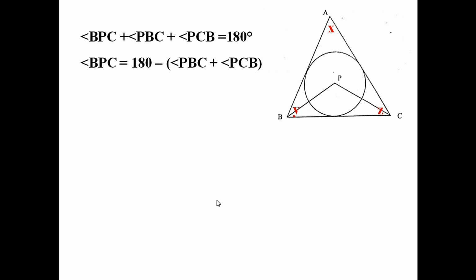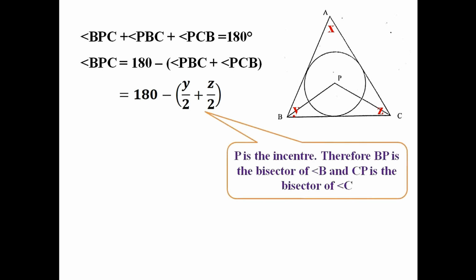Now, P is the incenter. Therefore, BP is the bisector of angle B. That is angle PBC equals y by 2. Similarly, angle PCB equals z by 2. So, we can write angle BPC equals 180 minus (y by 2 plus z by 2). But we have already got that y by 2 plus z by 2 equals 50. So, we can write 180 minus 50, and that is equal to 130 degrees.